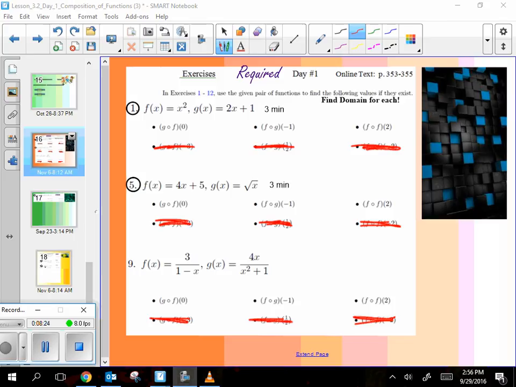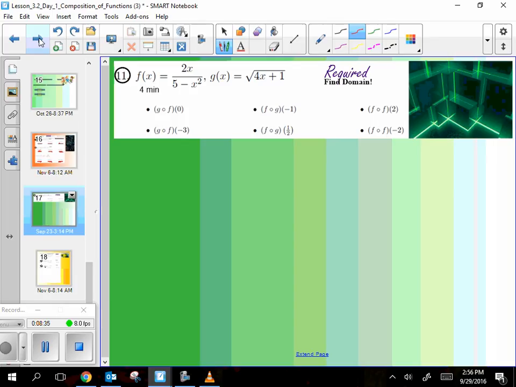And then on this first page, I didn't need you to find the domain for each, because that would be a whole separate calculation for each problem. It would take you a long time. So the next page, it depended on the class, to be honest. Some classes I had them skip some, but on other classes I had them skip all. Frankly, right now I'm going to save time and just have you skip that problem.